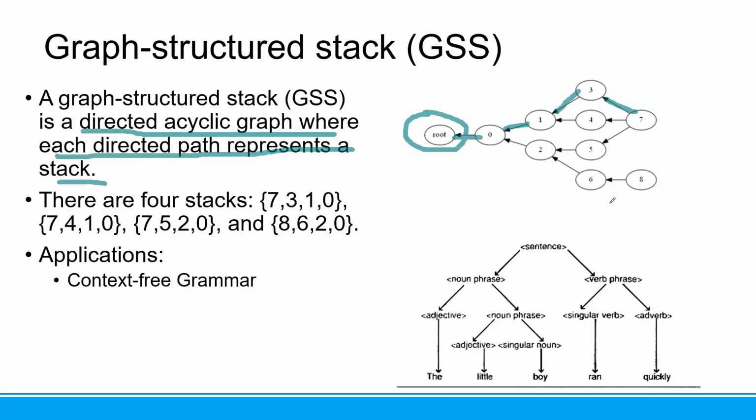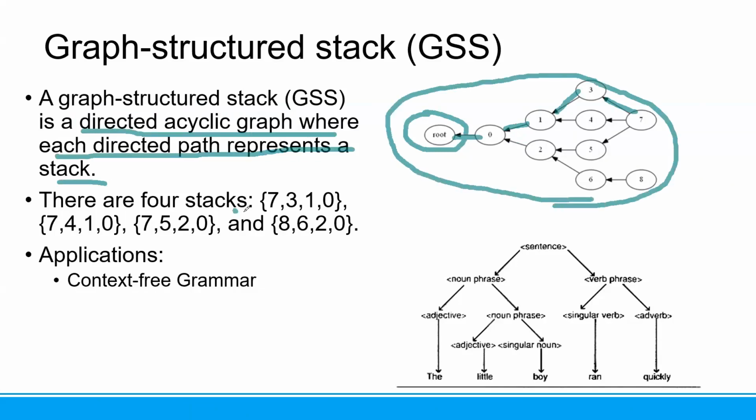We can make this one as a stack. There are 4 kinds of stacks. So first is 7, 3, 1, 0. This is one stack. And then 7, 4, 1, 0. And then we have another stack, 7, 5, 2, 0. And there is another one, which is 8, 6, 2, 0.